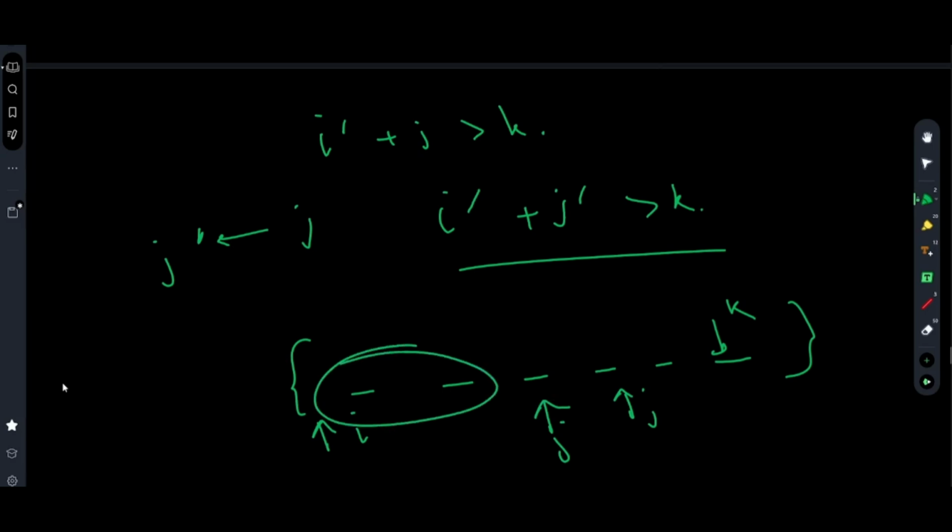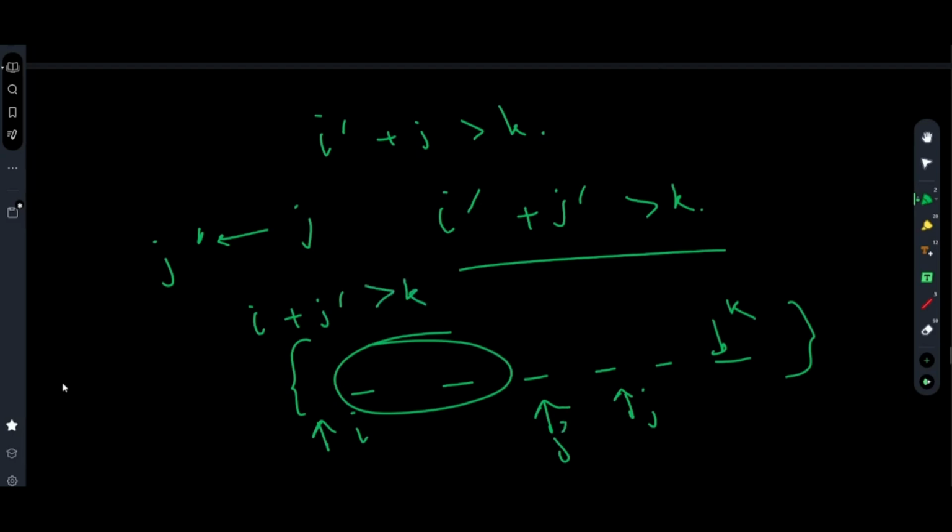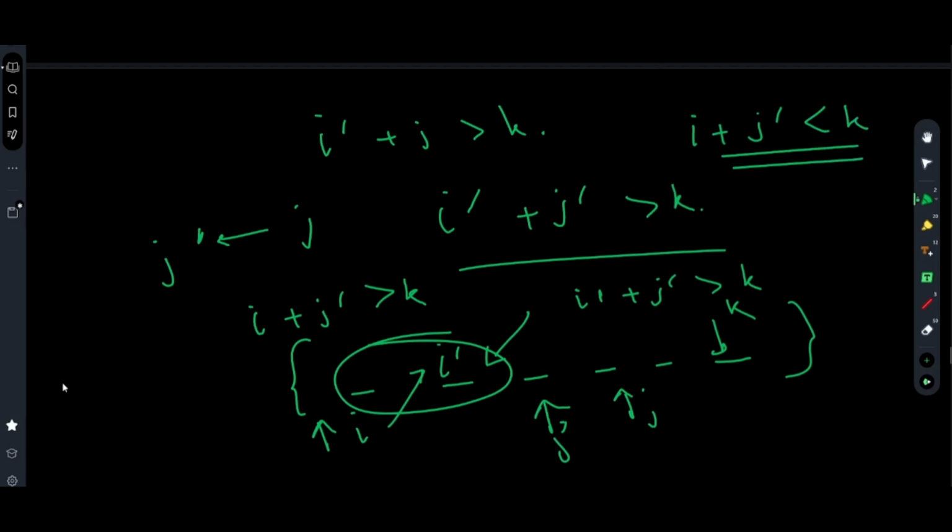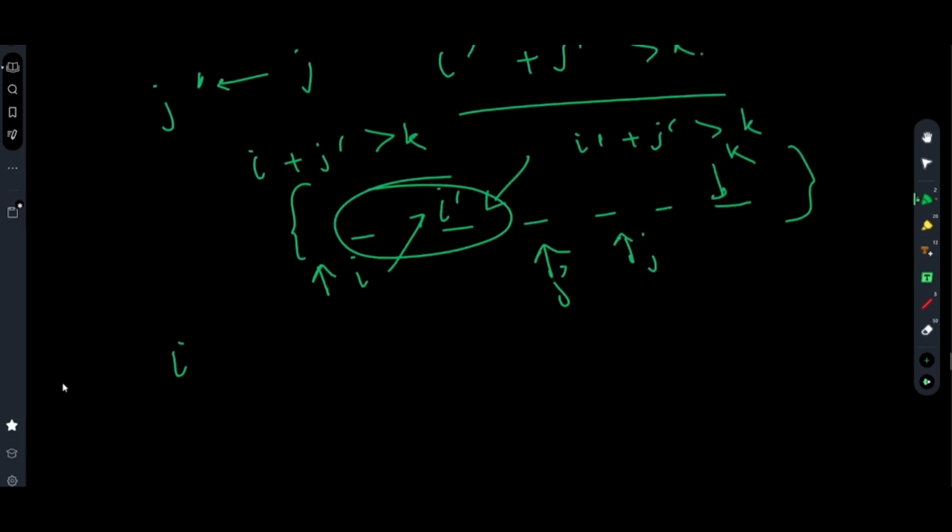From here to here. You will again have to start iterating from here to here and see if I plus J dash is greater than K or not. Let's say it is I1 plus J dash is greater than K. Why? Because the sum increased, it might happen I dash plus J is greater than K, but it is also highly possible that I plus J dash is less than K, because I plus J dash is less than I plus J. That is for sure.